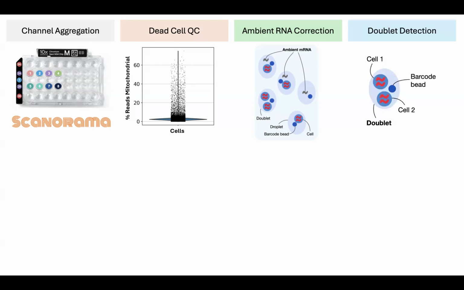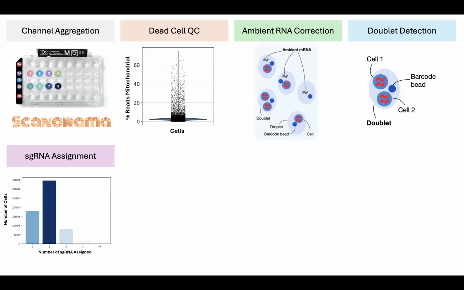Doublet detection addresses the fact that this technology isn't perfect. Sometimes within one oil drop, you can get two or more cells, but they all get the same barcode, so they're read in as a single cell. Obviously this can cause many data errors going forward. So there are computational tools that help identify doublets and try to scrub these out of the data set.